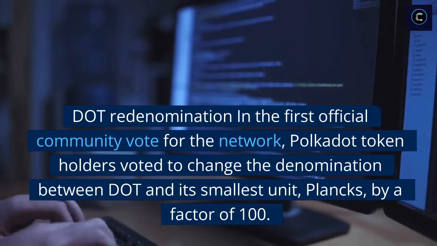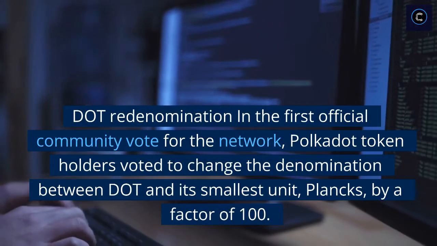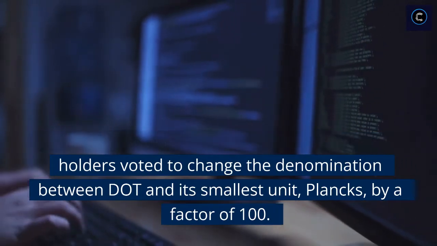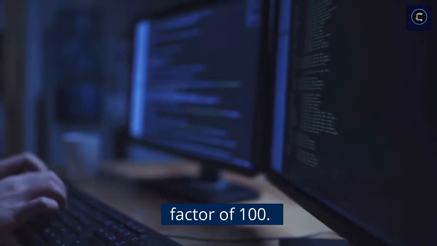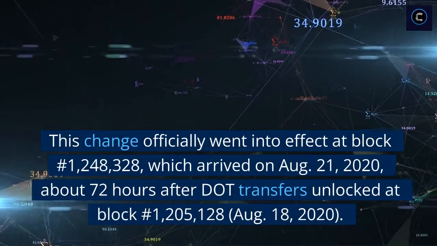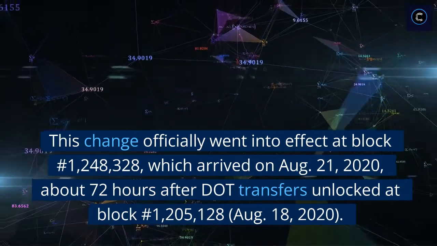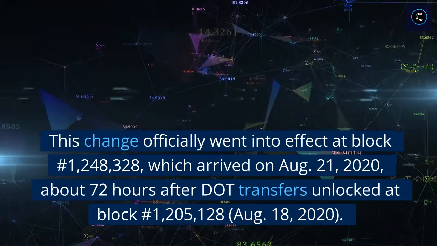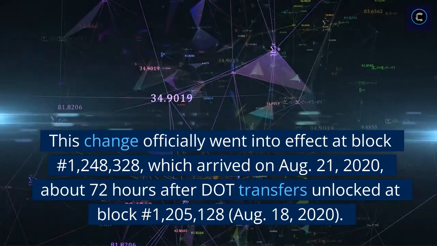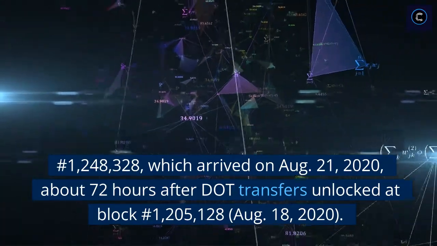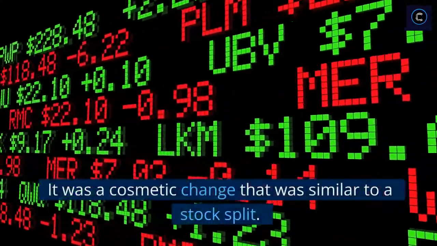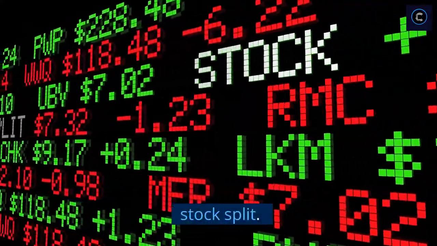DOT redenomination. In the first official community vote for the network, Polkadot token holders voted to change the denomination between DOT and its smallest unit, Planks, by a factor of 100. This change officially went into effect at block number 1,248,328, which arrived on August 21, 2020, about 72 hours after DOT transfers unlocked at block number 1,205,128, August 18, 2020. It was a cosmetic change that was similar to a stock split.